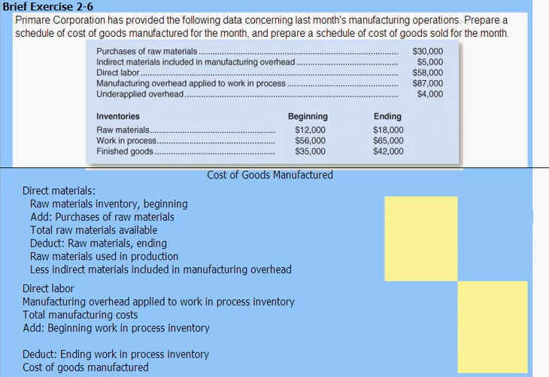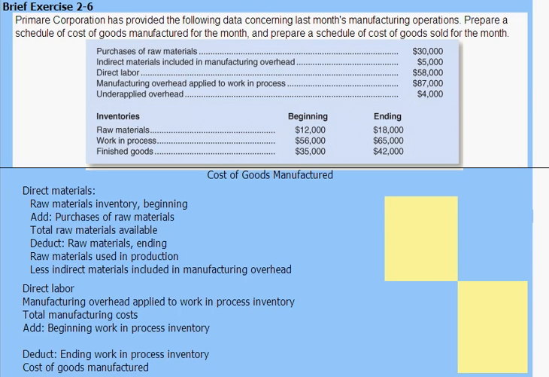Prime Care Corporation has provided the following data concerning last month's manufacturing operations. Prepare a schedule of cost of goods manufactured for the month and prepare a schedule of cost of goods sold for the month. Let's begin with our cost of goods manufactured schedule. We begin with calculating our direct materials.